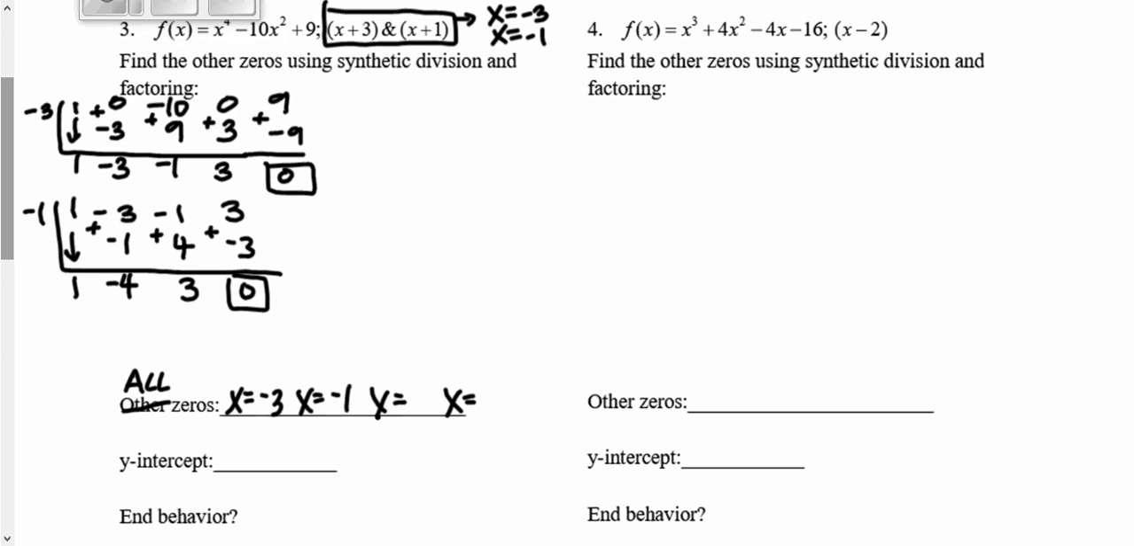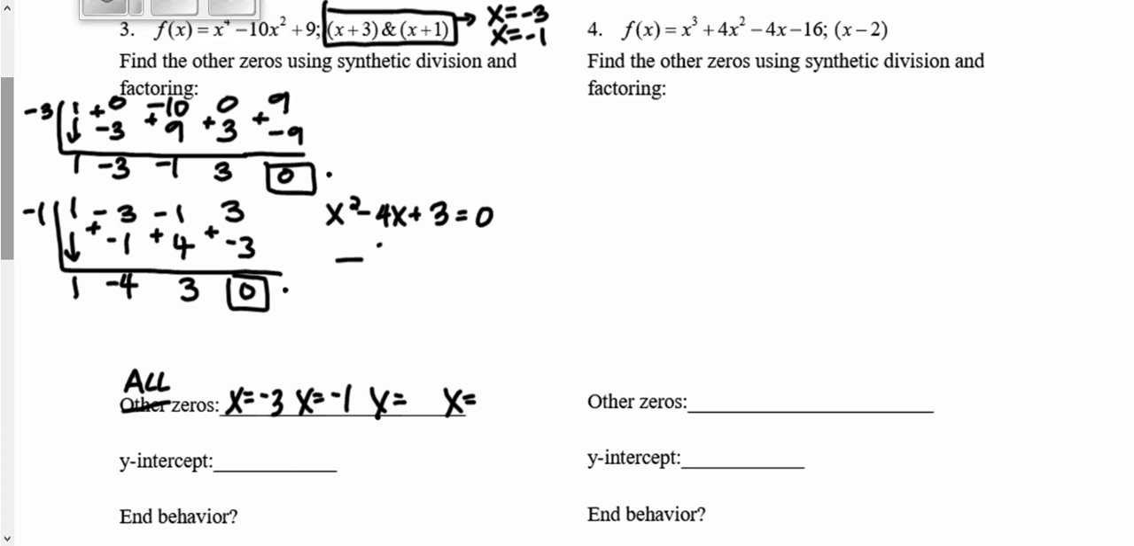So taking a look at our answer here. So I started with degree 4. I did synthetic division one time. I got degree 3. And now this is a degree 2 quadratic. So what that quadratic looks like is x squared minus 4x plus 3.